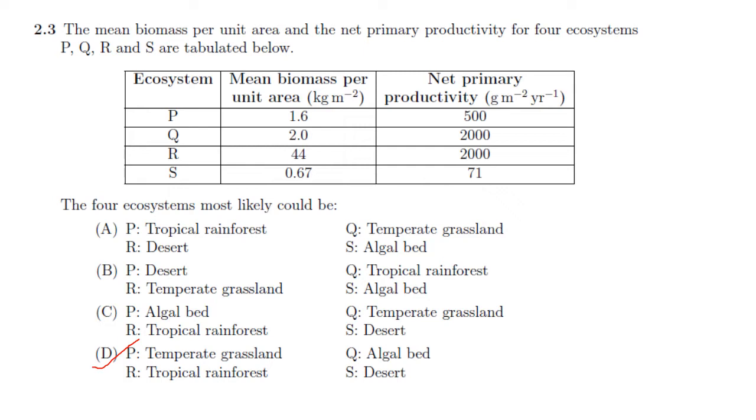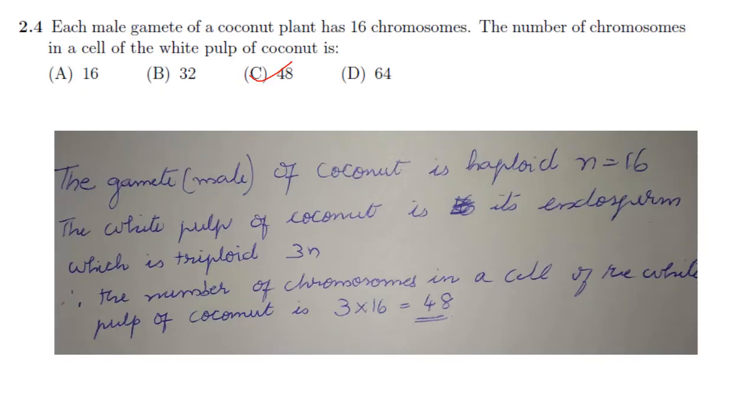And the lowest net primary productivity will be for the desert ecosystem, that is 71. So S is 71 and P will be temperate grassland. So answer is option D.